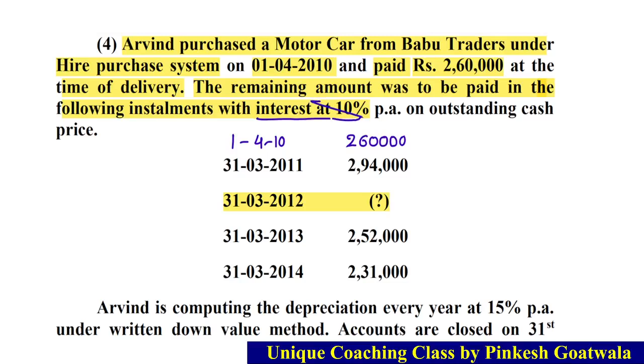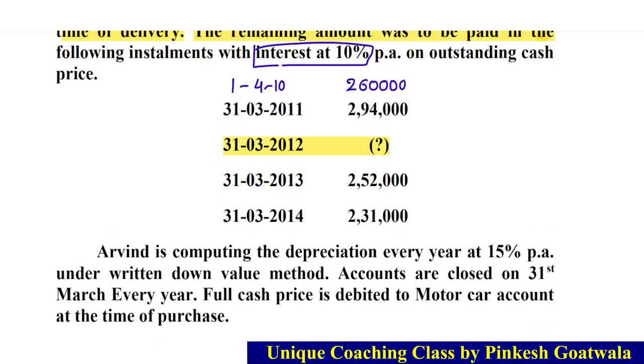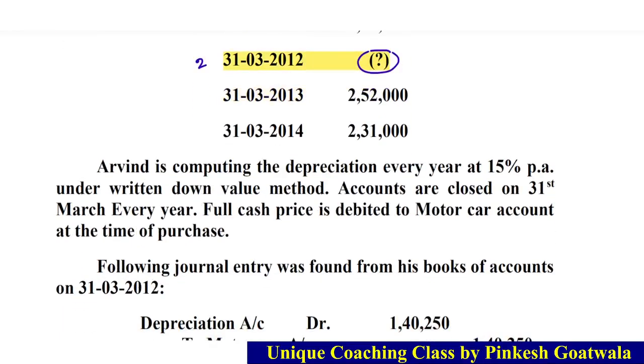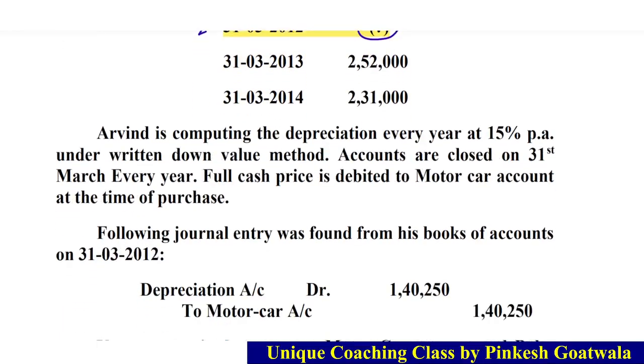Rate of interest 10%. And the second installment is not given. That is the twist point, like the previous sum. Next, Arvind is computing the depreciation every year at 50% per year under written down value. Written down means the same as the diminishing balance method. Rate of depreciation 50%. Accounts are closed on 31st March every year.